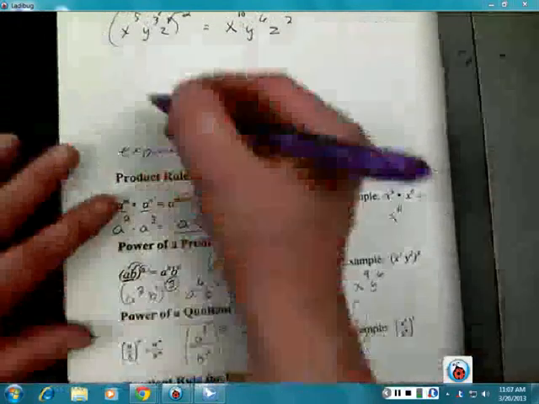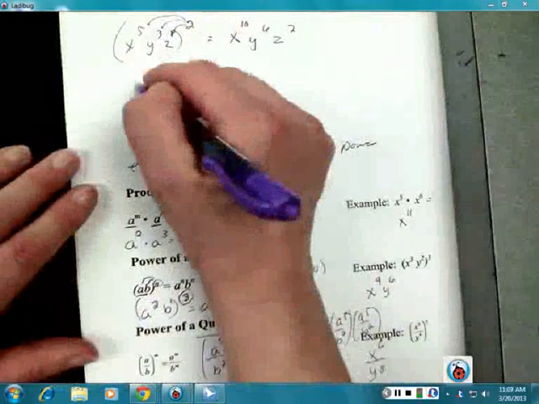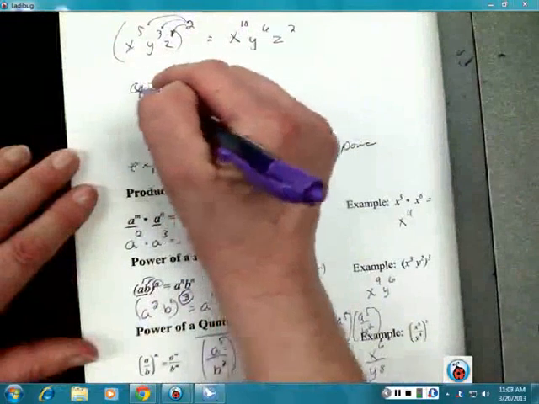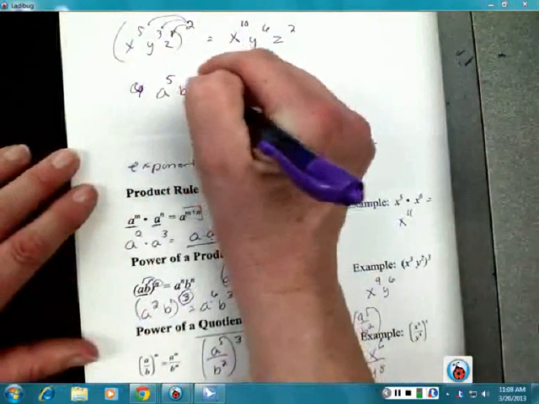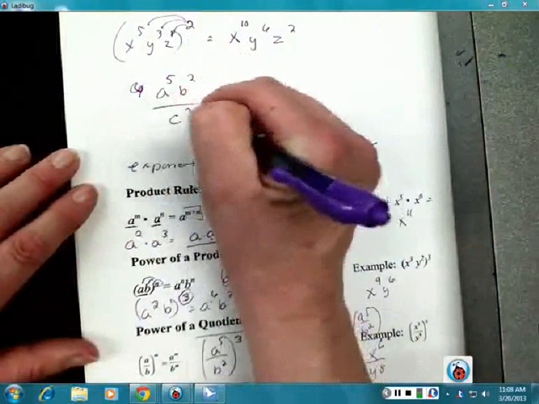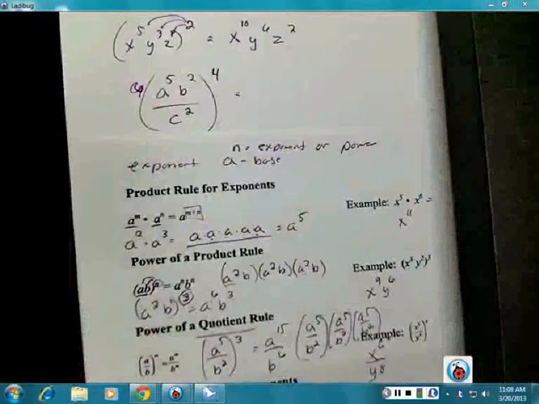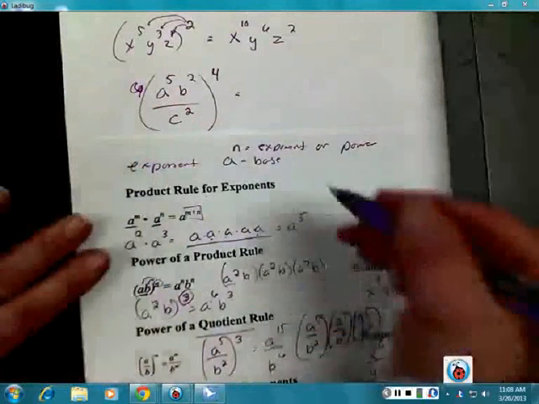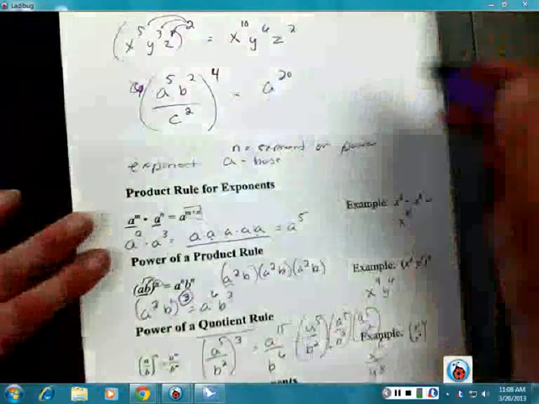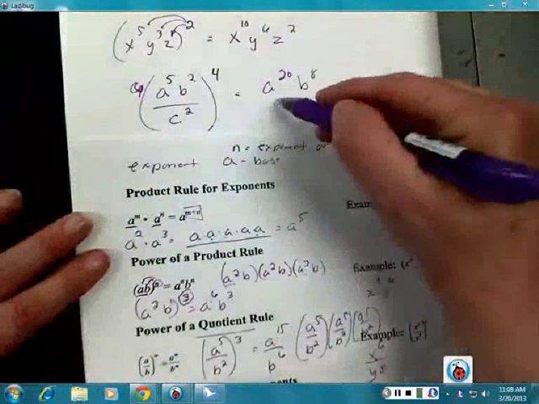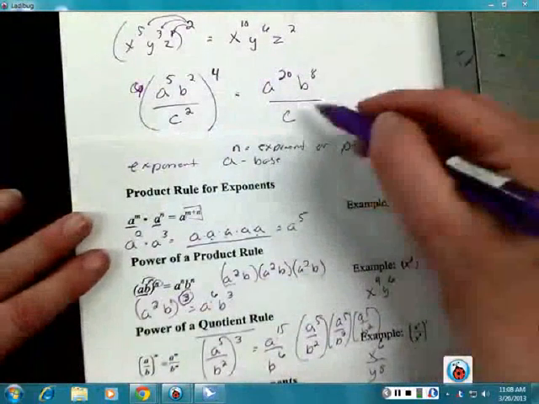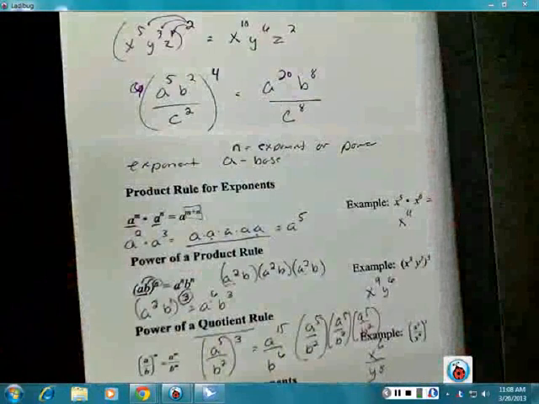So then another example might be a to the 5th, b to the 2nd, all over c to the 2nd, raised to the 4th. What would that one be? A to the 20th. B to the 8th. Yep. Over c to the 8th. Yep, and that would be my conclusion with that one.